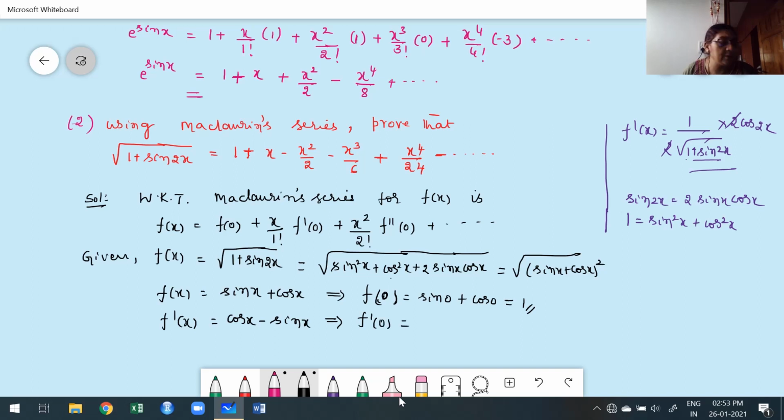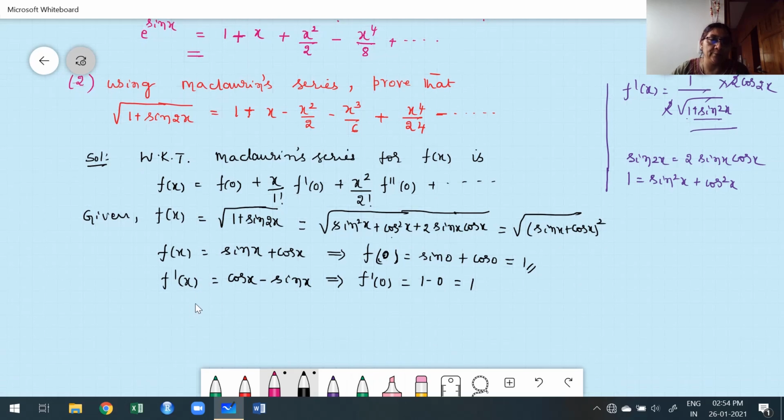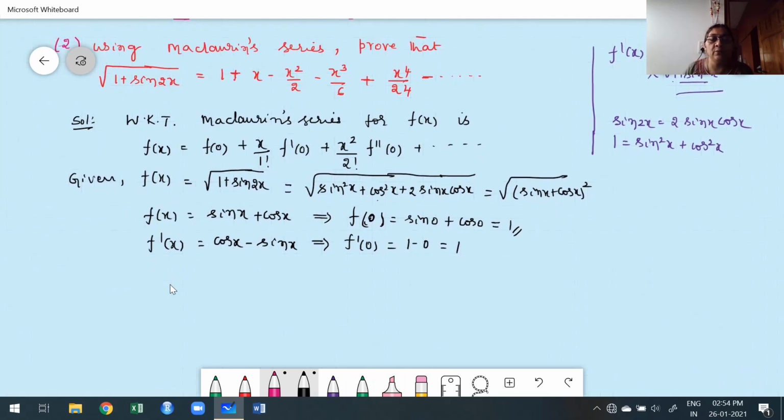What is f dash of 0? Observe carefully. It is cos 0, we already know that cos 0 is 1, and sin 0 is 0. Finally we get 1. It's not necessary to write cos 0 and sin 0. Please avoid writing very, very simple steps.